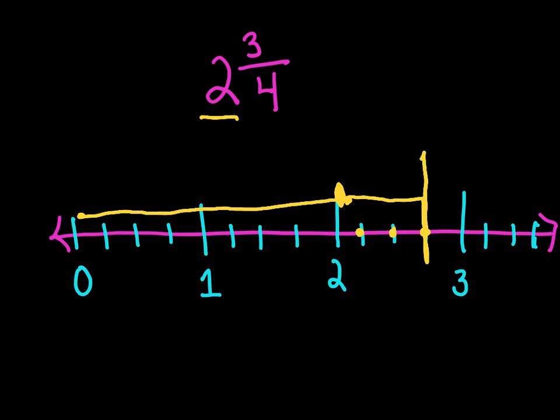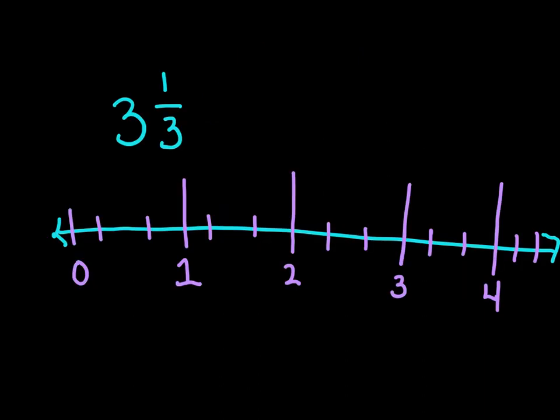So let's count how much that is. 1, 2, 3, 4, 5, 6, 7, 8, 9, 10, 11. So it's equal to 11/4. 2 3/4 is equal to the improper fraction or fraction greater than 1, 11/4.